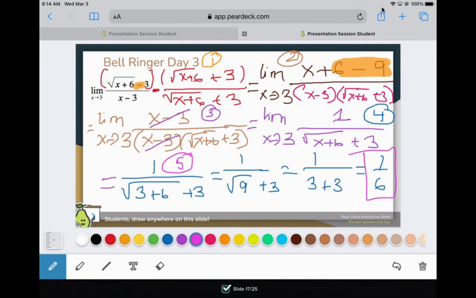Questions for me, right? Which steps? Why do I have that number? So I have 5 steps total. Questions on those steps?